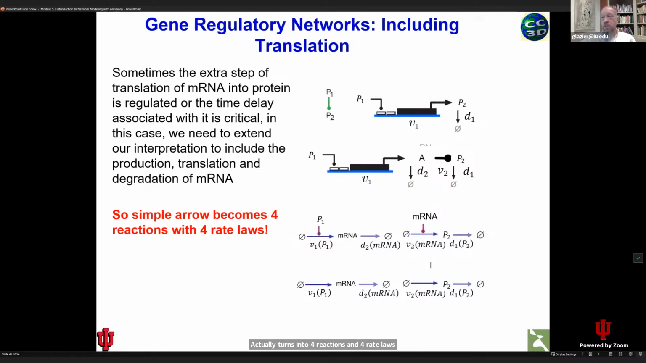Nothing goes to the messenger RNA. The messenger RNA goes to nothing. The messenger RNA goes to the protein. The protein goes to nothing. The rate of production of the protein is regulated by messenger RNA. The rate of the messenger RNA production is regulated by the regulator.